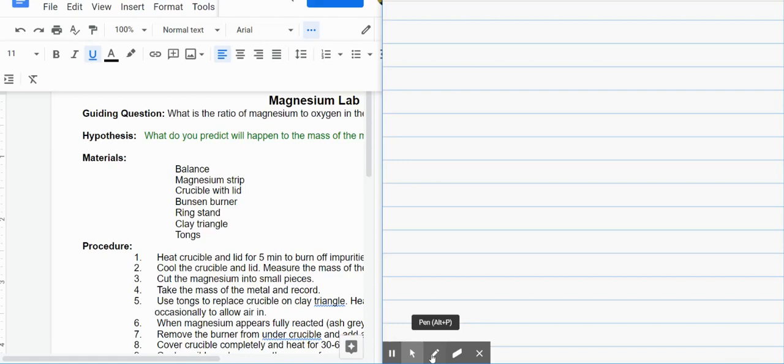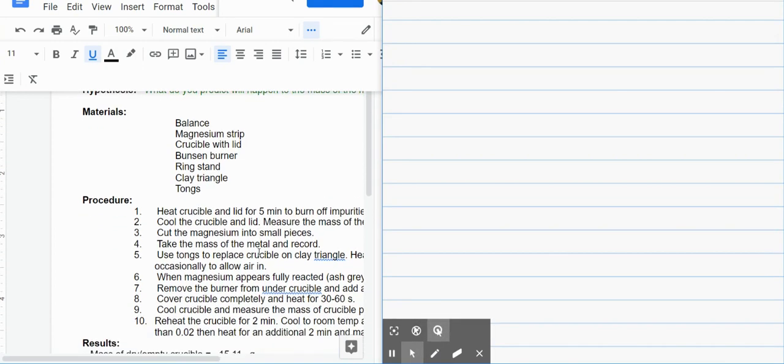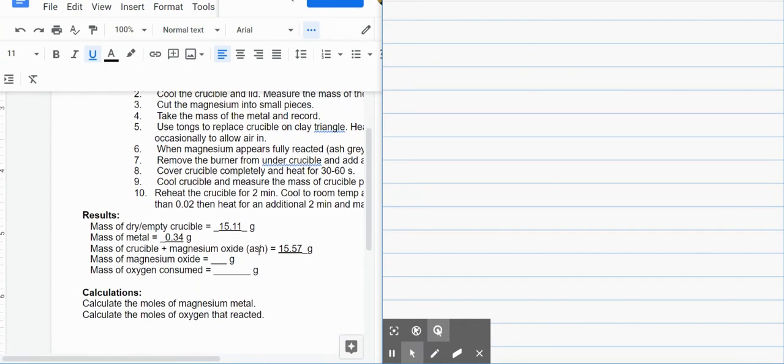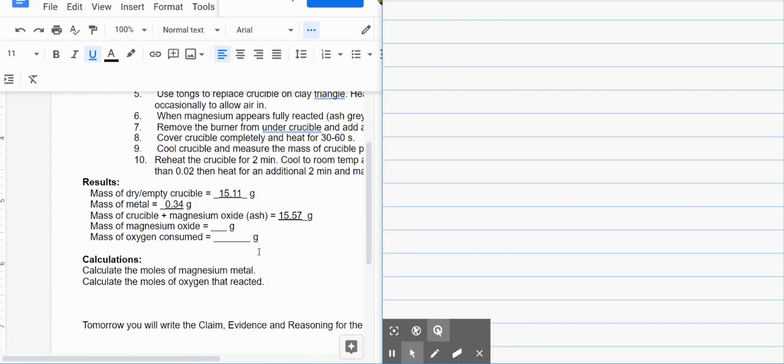Hi guys, we're going to go over the Magnesium Lab Calculations. So we had our small strips of magnesium, we burned them in oxygen, and we took our final mass of the magnesium oxide in the crucible. What we need to find is the mass of the magnesium oxide that was in the crucible, and then we need to use that to figure out the mass of the oxygen that was consumed when we burned it.